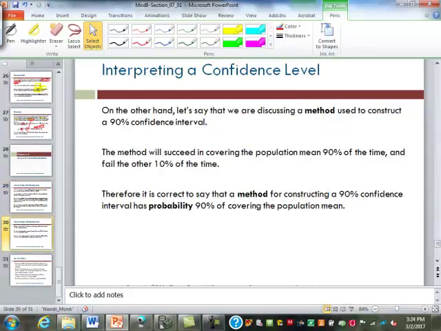If we're looking at the method used to construct it, the method will succeed in covering the population mean 90% of the time and fail 10% of the time. So it is correct to say that the method used for constructing the interval has a 90% probability of accurately including the population mean. The interval itself either includes it or it does not. It's no longer random once we've constructed the interval.